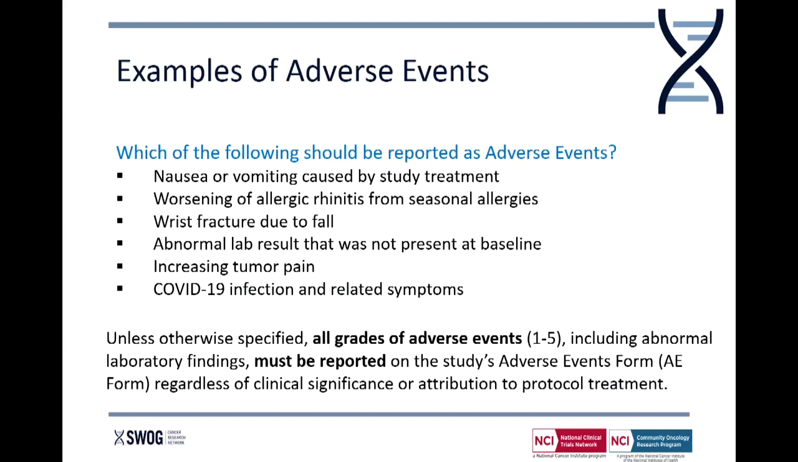Here are some examples of adverse events that might occur when a patient is on study. Note that some of these would be considered toxicities. That is, some of them are potentially related to study treatment and some are not. However, all of them must be reported given that they occurred while on study. Yes, even including abnormal labs and a wrist fracture. Because adverse events are temporally associated with the subject's participation in research, they must be thoroughly documented and reported regardless of clinical significance or attribution to study treatment.